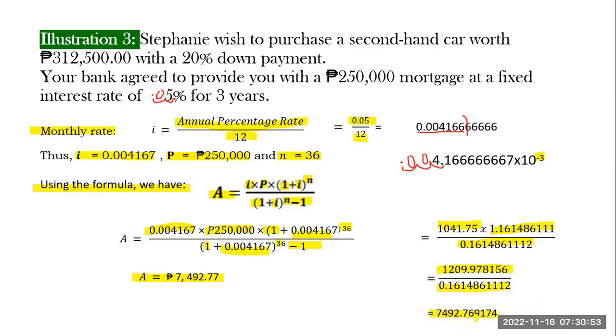769. Okay, sa katabi ng 6 is 9. So, you will add 1 kay 6. Kaya naging 7 siya. So, the answer is 7,492.77. And that is the monthly payment with a monthly rate of 0.004167.